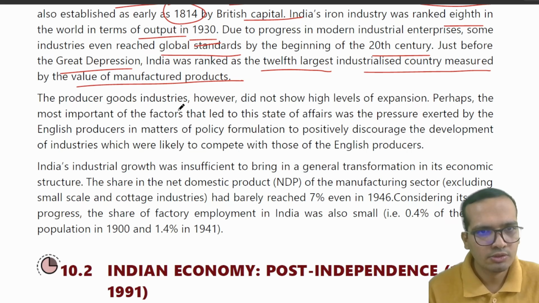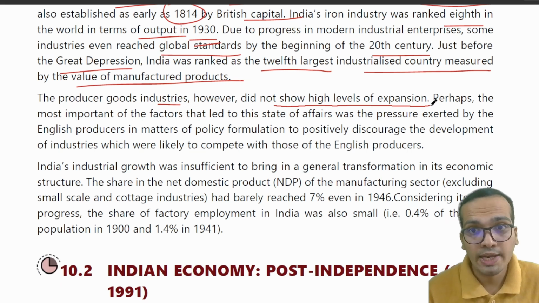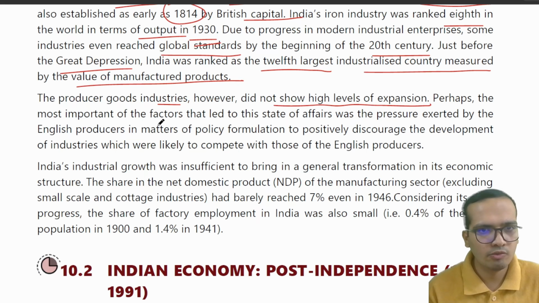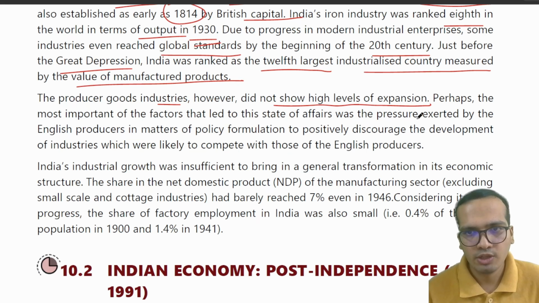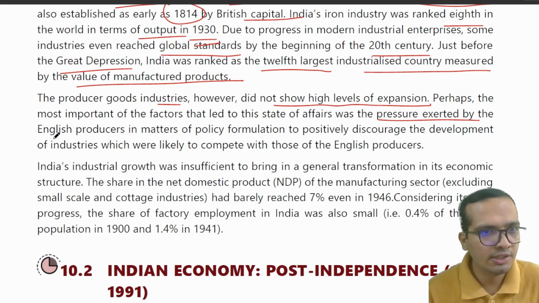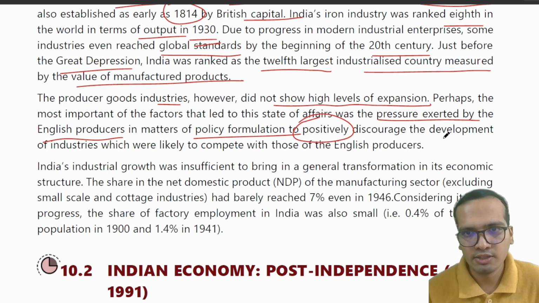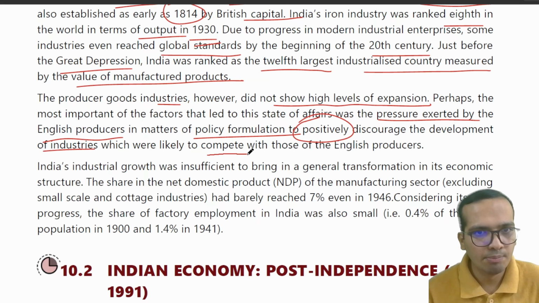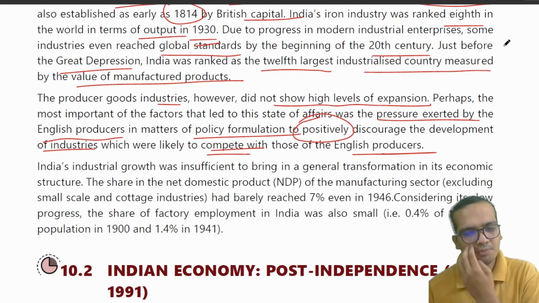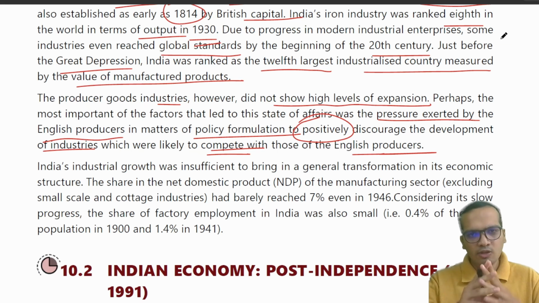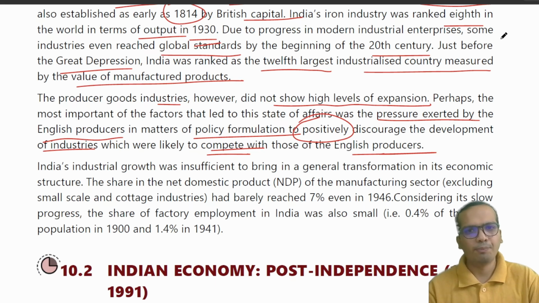The producer goods industries, however, did not show a high level of expansion. Perhaps the most important of the factors that led to this state of affairs was the pressure exerted by the English producers in matters of policy formulation to positively discourage the development of industries which were likely to compete with those of the English producers. मतलब जो इंडस्ट्रीज का सीधा कंपटीशन ब्रिटिश गुड्स के साथ होने वाला है, उसके फेवर में की जगह पे उसके अगेंस्ट में कुछ पॉलिसी डिज़ाइन करेंगे, कुछ भी टैक्सेशन हाई या कुछ ऐसी चीज़ जिसके कारण जो इंडस्ट्री सेट होने वाली थी वो सेट नहीं होगी या फिर उस पर नेगेटिव इम्पैक्ट आएगा.